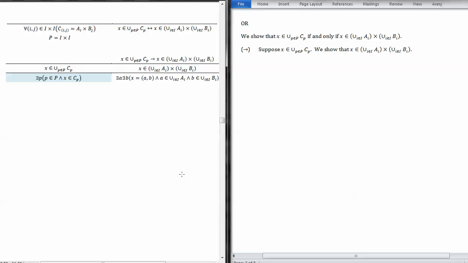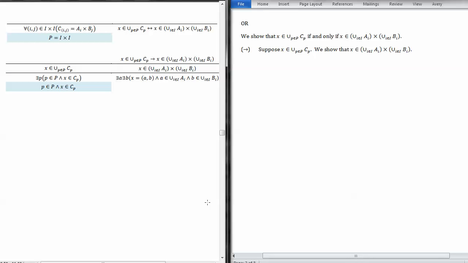And then here we can do an existential instantiation to get P naught in P and X in C sub P naught. And I'm going to be a little bit sloppy and not write those naughts, just to keep things a little bit cleaner. There's enough subscripts going on already in this problem. I really should write P naught here, but what I'm doing instead is magically taking this bound variable P and making it into a free variable. Hopefully my reader will not be confused by that.